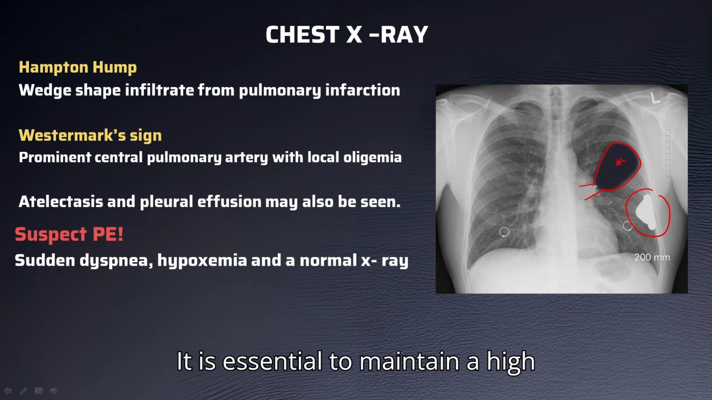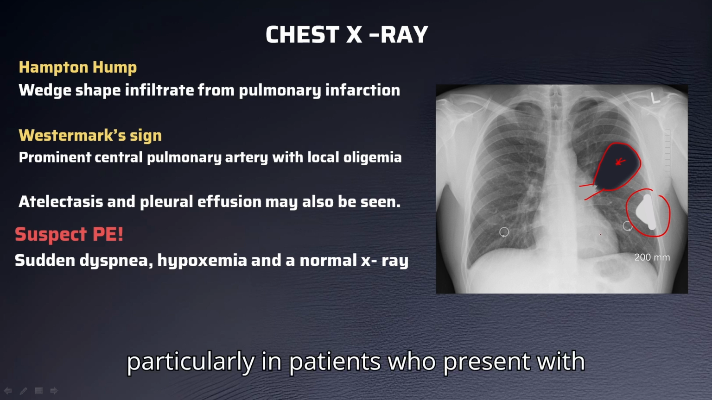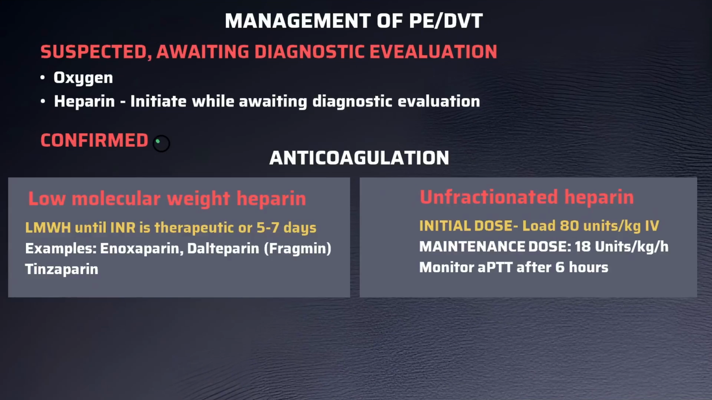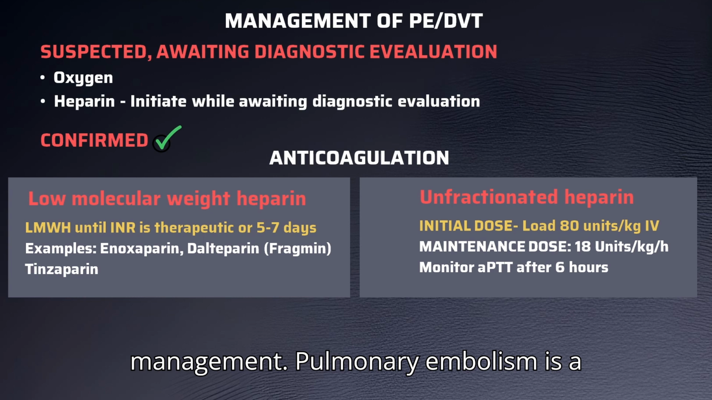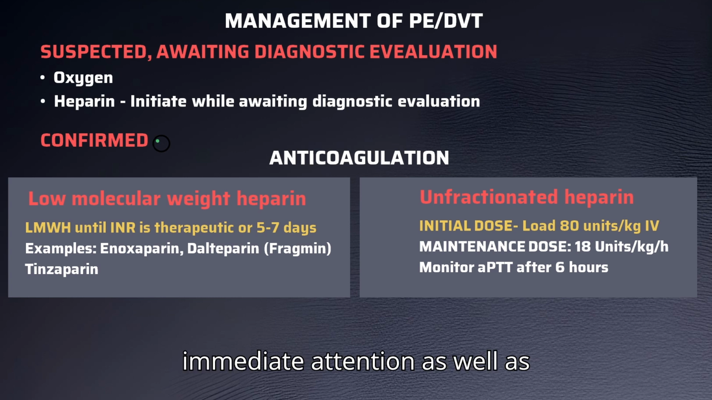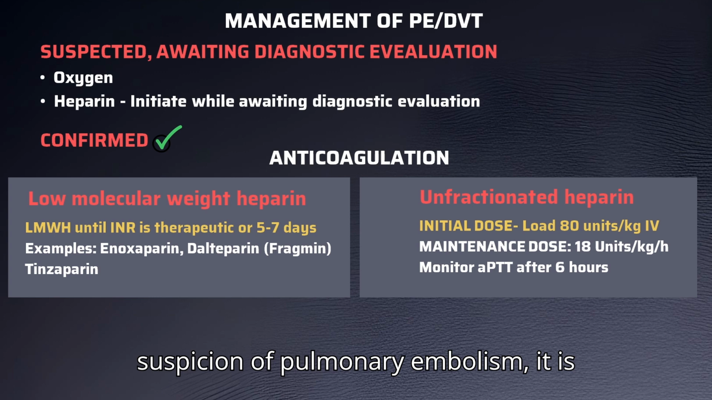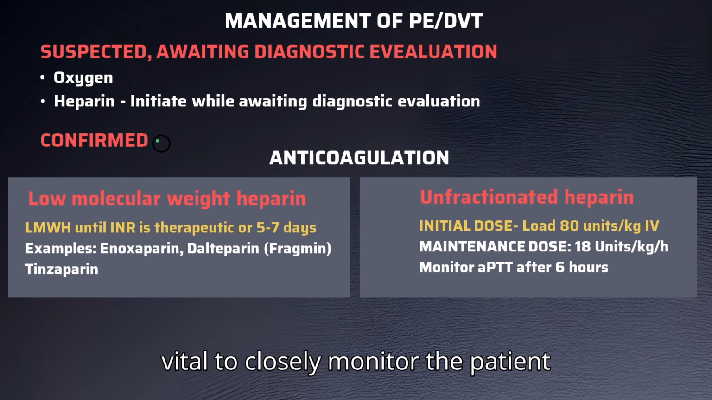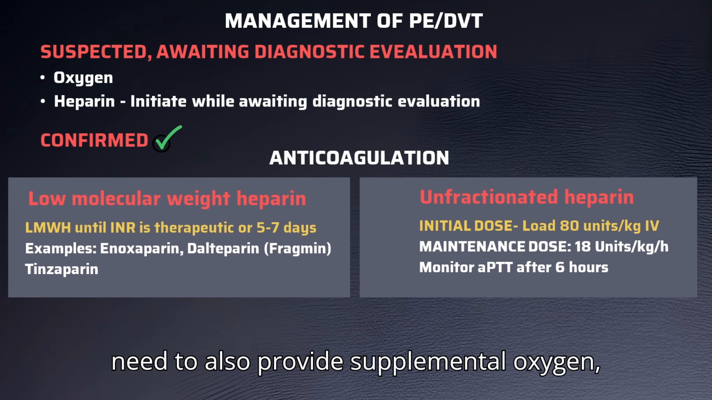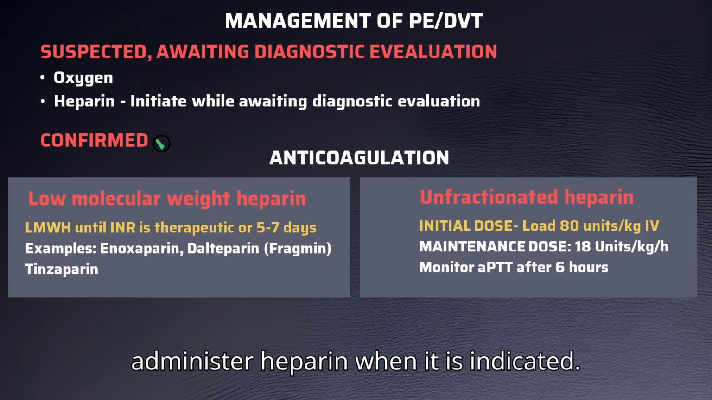It is essential to maintain a high suspicion for pulmonary embolism, particularly in patients who present with sudden dyspnea and hypoxemia despite having a normal chest X-ray. All right, so let's discuss the management. Pulmonary embolism is a critical medical emergency, no doubt about that, and this necessitates immediate attention as well as management. In cases of a strong suspicion of pulmonary embolism, it is vital to closely monitor the patient while awaiting diagnostic evaluation. You need to also provide supplemental oxygen, and sometimes it is necessary to administer heparin when it is indicated.